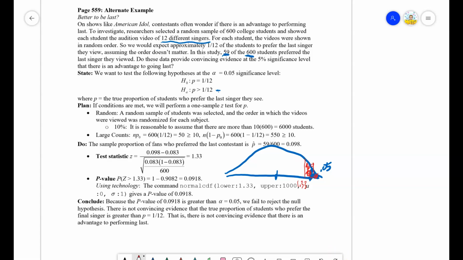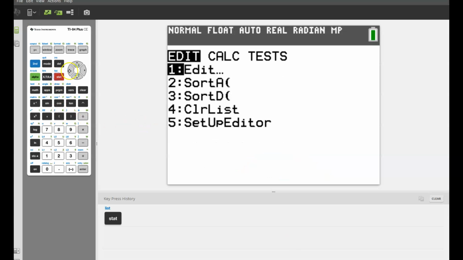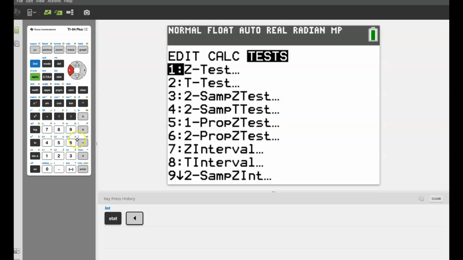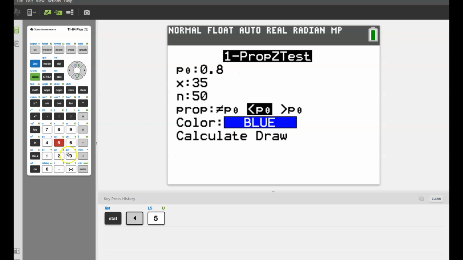On your calculator, what does this look like? We go to Stat, Test, and it's number 5, the 1 proportion z-test. So if you're keeping track here, we have a 1 proportion z interval from Chapter 8, a t interval from Chapter 8. In Chapter 9, we're going to have a 1 proportion z-test, and then a t-test. So here we have 1 divided by 12.